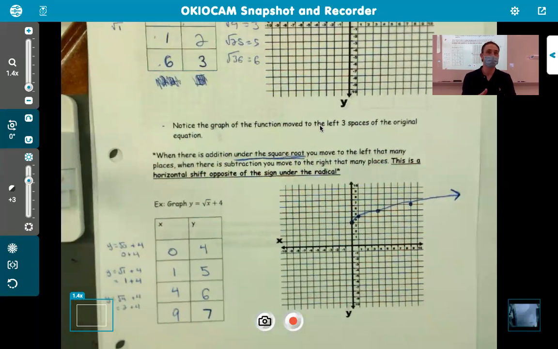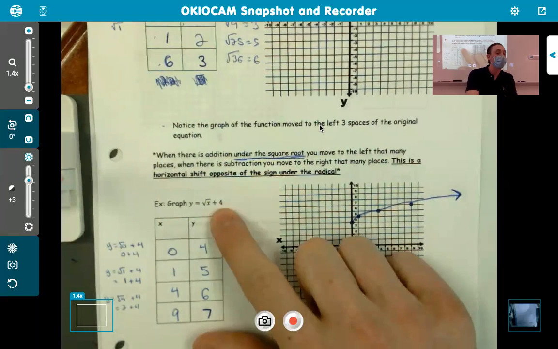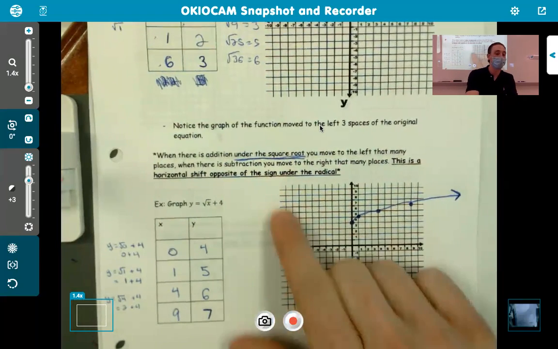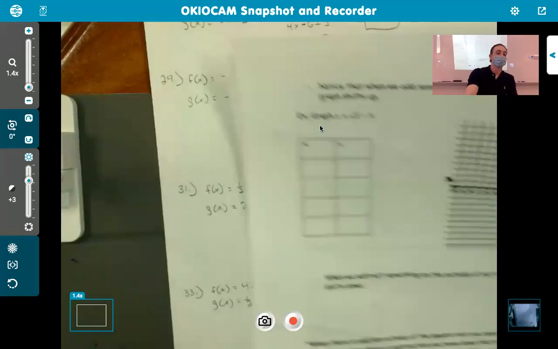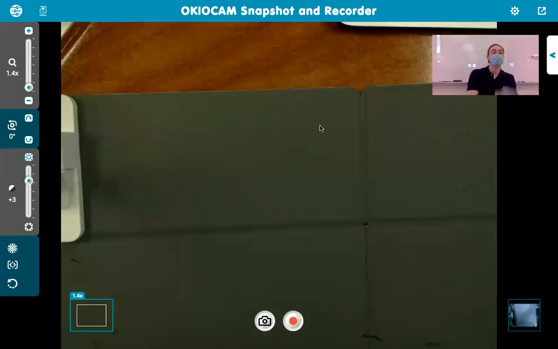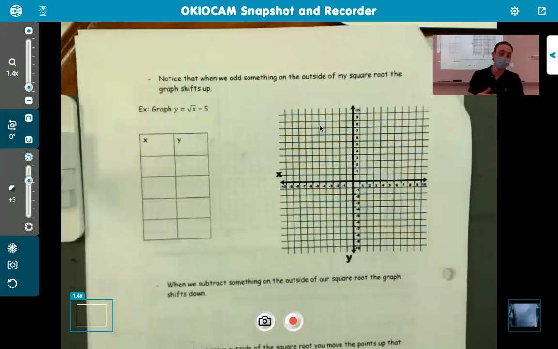Any questions about that? So now we're adding on the outside, it's moving up that many units. Okay. The note's on the other page this time. So notice when we add something on the outside now, comparative to when we add on the inside, it shifts it up. So now I have a vertical shift in comparison to a horizontal shift. Okay. What do you think is going to happen when we subtract something on the outside? Is it going to move it up or is it going to move it down? Right? Good. Nice.